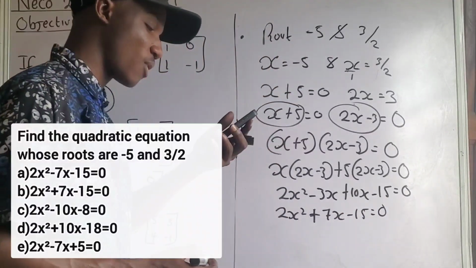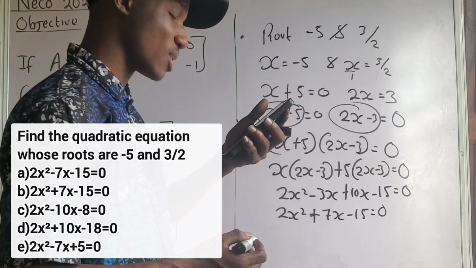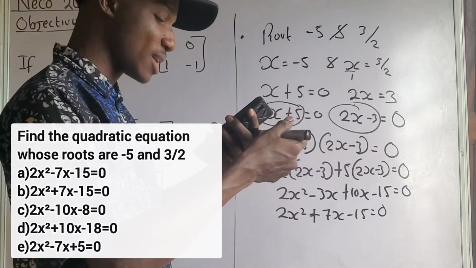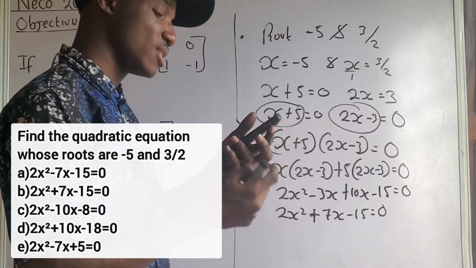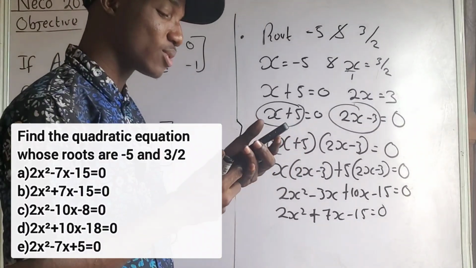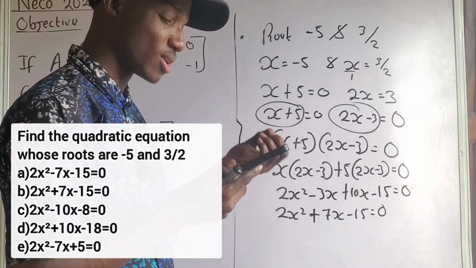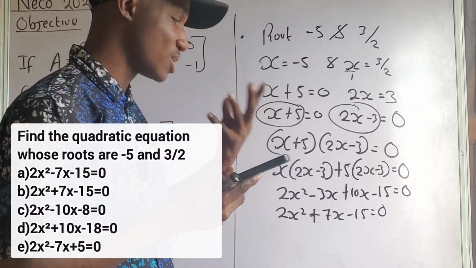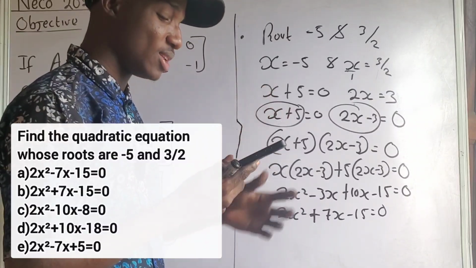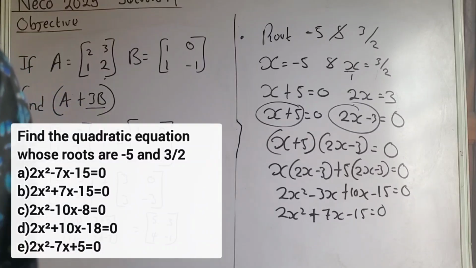Okay. So the first option says 2x squared minus 7x minus 15. That is not correct. The second option, 2x squared plus 7x minus 15, that is the correct option. Option C, 2x squared minus 10x minus 8, incorrect. Option D, 2x squared plus 10x minus 8, incorrect. Option E, 2x squared minus 7x plus 5, also is not correct. The correct option is option B. Okay, so let's proceed to the next question.